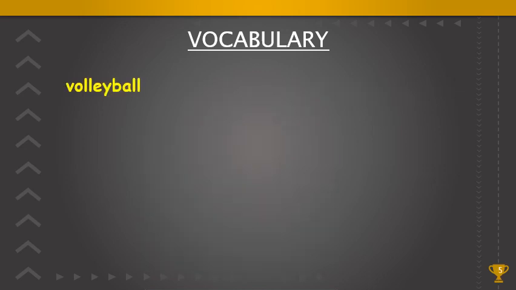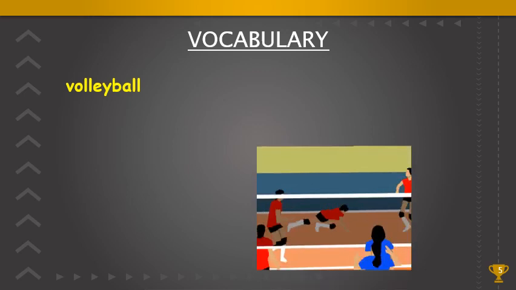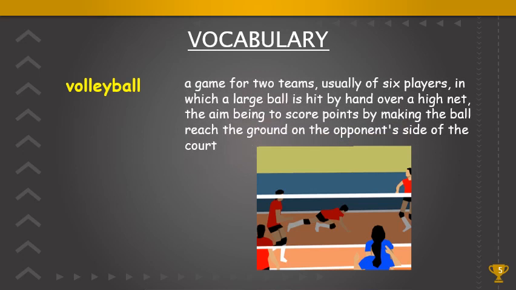Next, volleyball. Here is a sample of what a volleyball is. Volleyball is a game for two teams, usually of 6 players, in which a large ball is hit by hand over a high net, the aim being to score points by making the ball reach the ground on the opponent's side of the court.